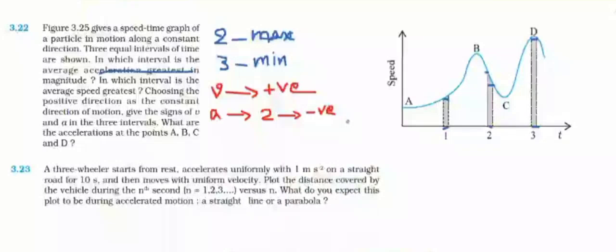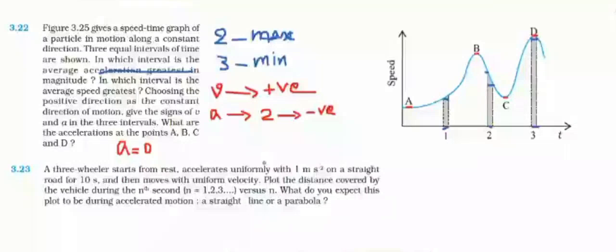And what are the accelerations at points A, B, C, and D? Point A is almost horizontal. B, at this highest point, is horizontal instantaneously. C also horizontal, D also horizontal. Velocity-time graph horizontal means acceleration is 0. So at these points, the instantaneous acceleration is 0.